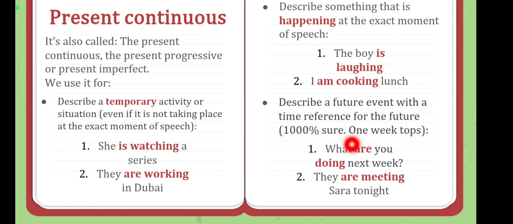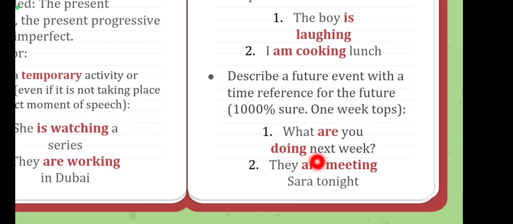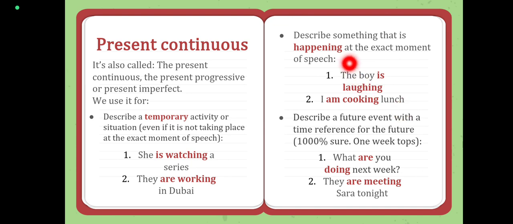So what are you doing next week? It is closer, okay? Not saying 1 month, because it is 1 week tops, next week. So we are sure that we are going to do something next week. We have already planned that. Or they are meeting Sarah tonight. That means Sarah already knows they are going to meet this night. Okay? Is this clear?